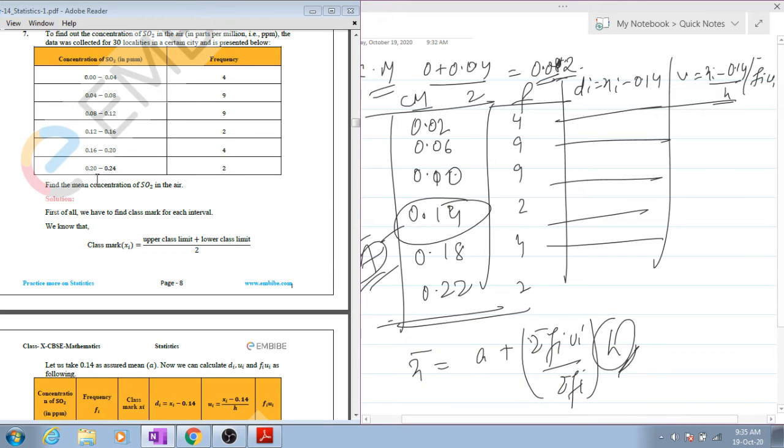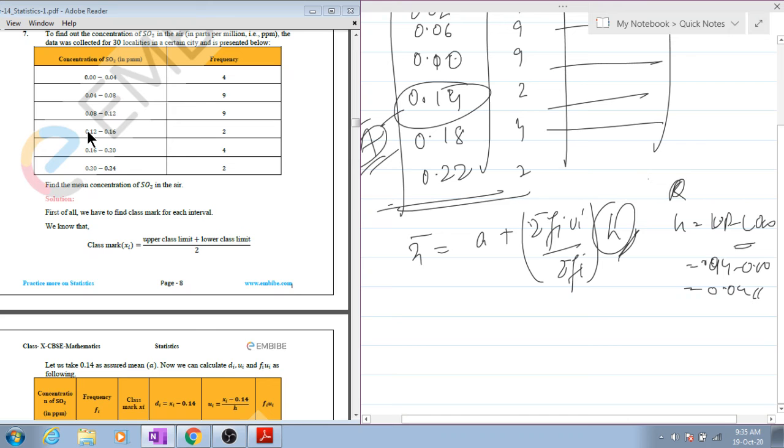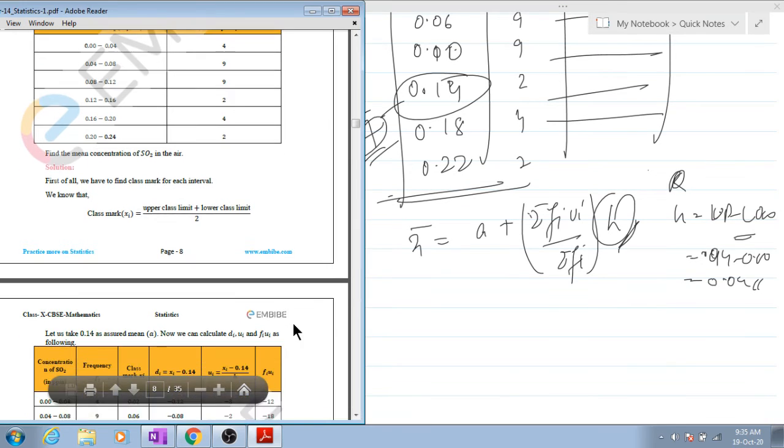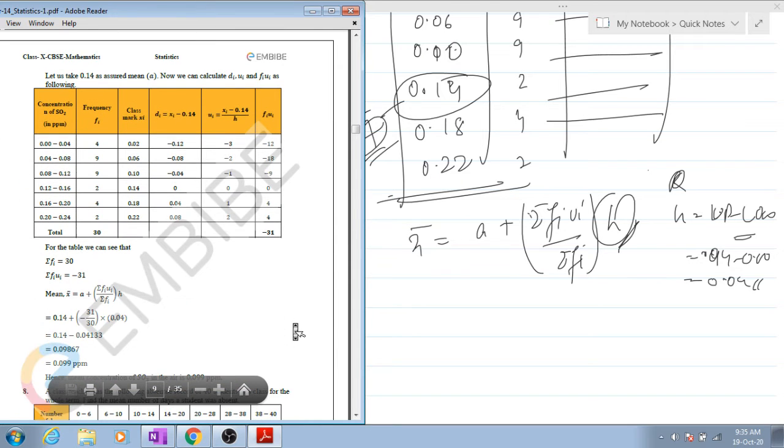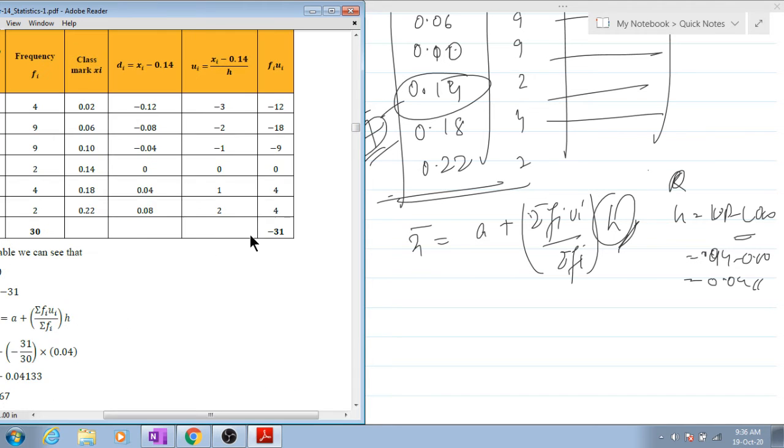What is your h? h is your class size. 0.04 is your class size. And how will you calculate it? Your h is given by upper limit minus lower limit. Your upper limit is 0.04, lower limit is 0. Clear? h is 0.04, and the same thing has been applied. It's pretty simple. Complete the calculations and then compare it.